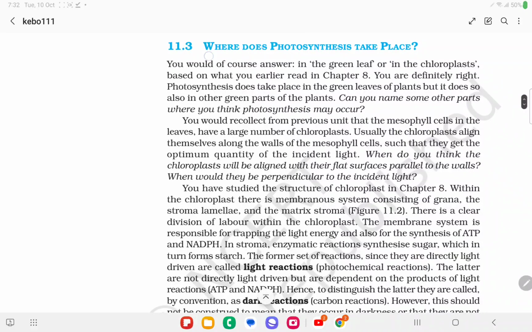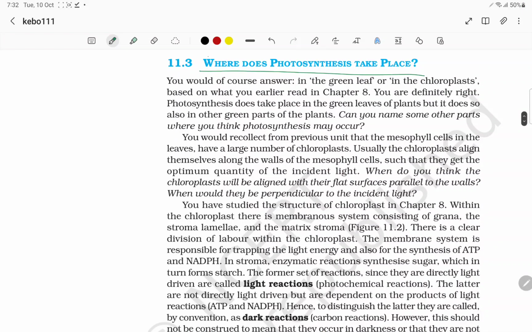Next topic will be where photosynthesis takes place. You would of course answer, in the green leaf. Yes, that too in chloroplast. Based on your earlier learning of chapter 8, you will identify that photosynthesis takes place in the green leaves of plants.